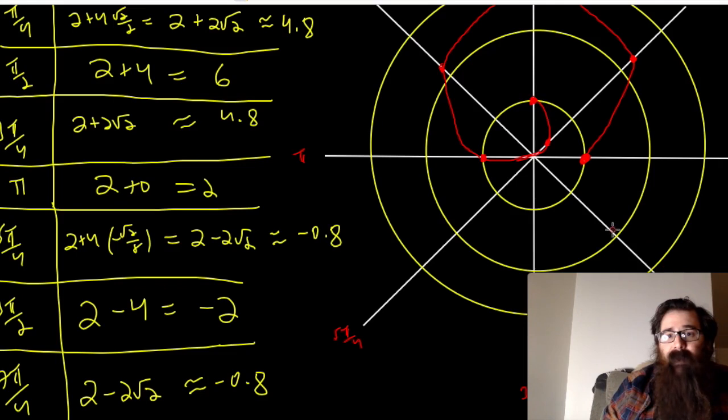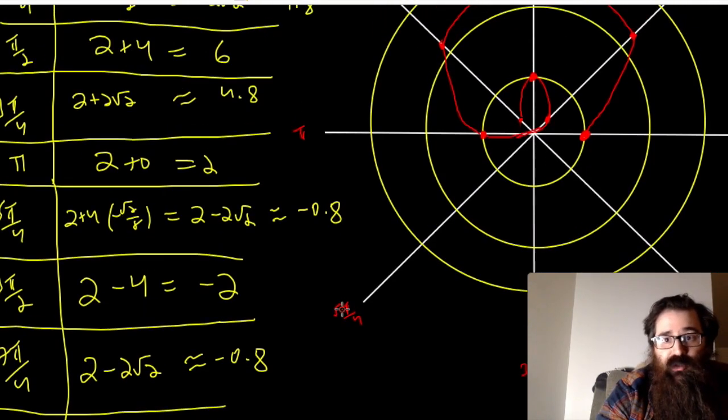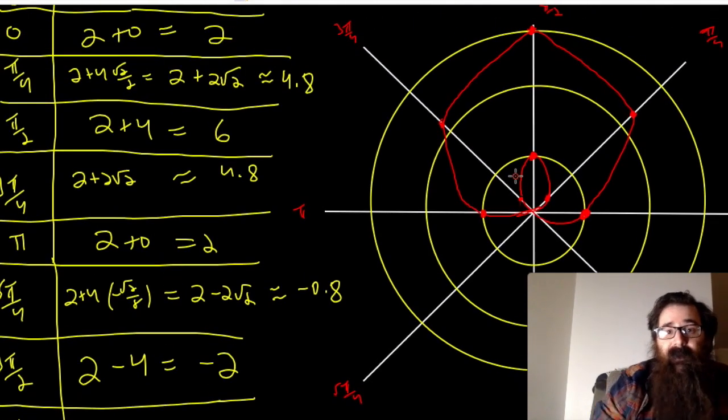And then now at 7 pi over 4, I want that negative 0.8 again. I can try to make it look somewhat symmetric as best as I can. Connect with a smooth curve. And then at 2 pi, I'm back to 2, which is actually this very first point that I plotted. So I just want to connect to it. And this is the polar graph that I get.